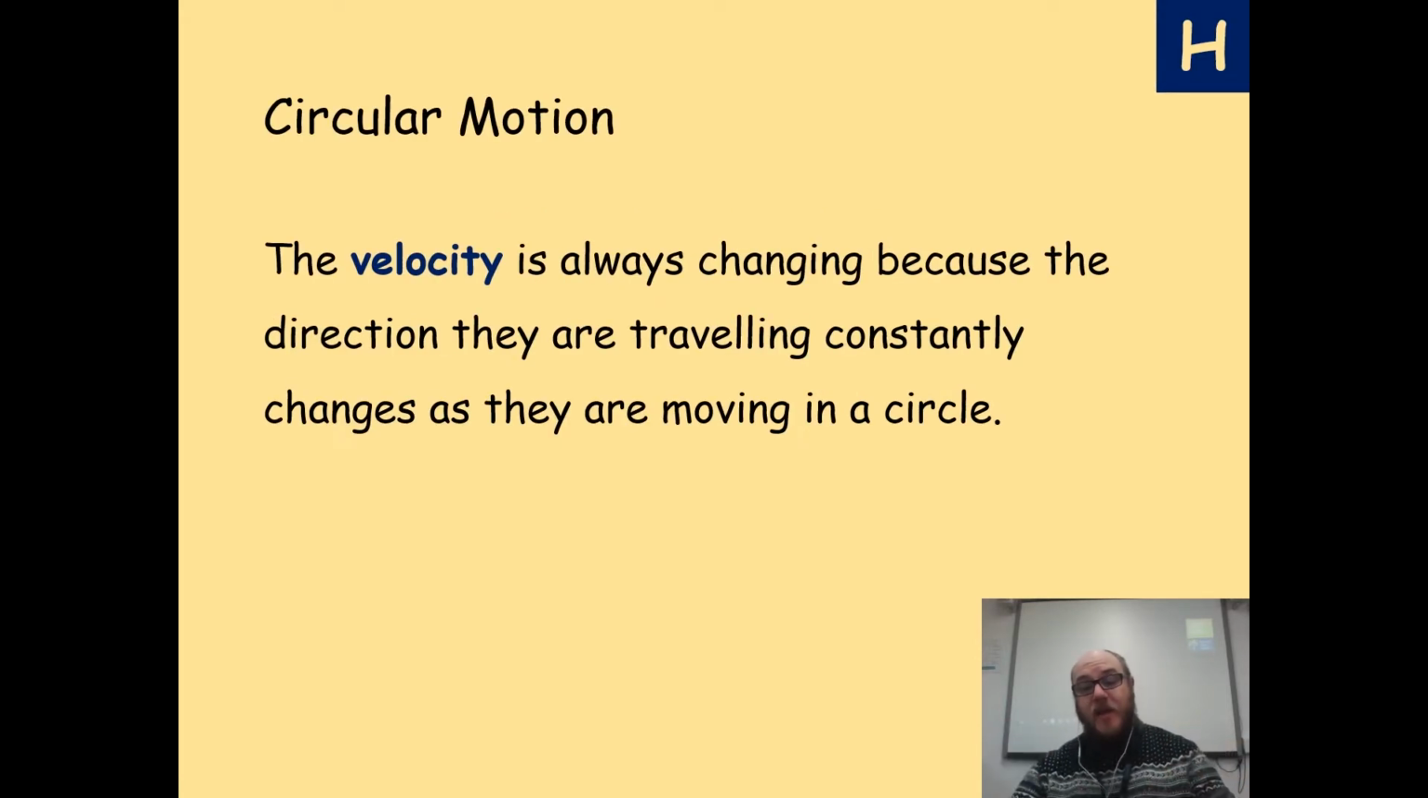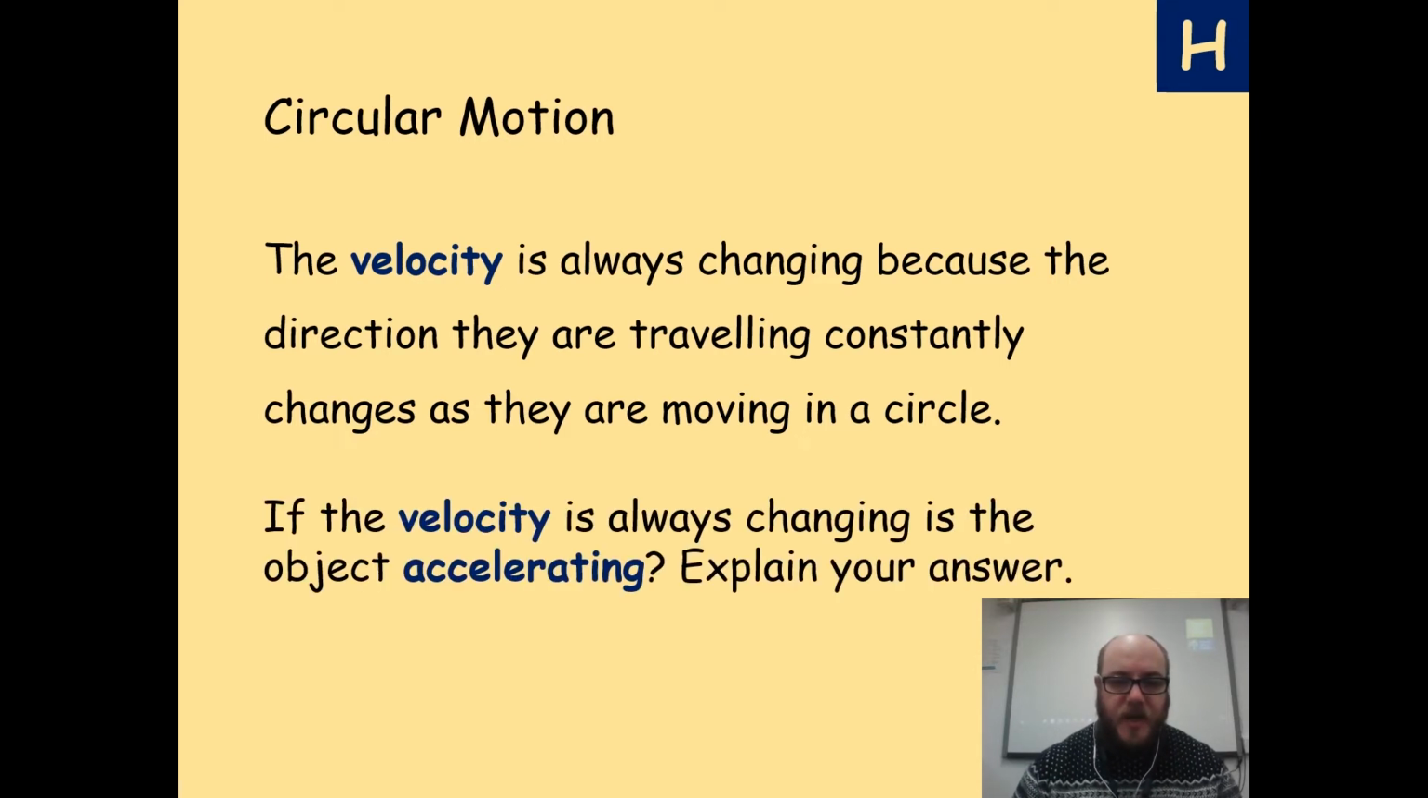Okay, so the key to that question is the fact that velocity is a vector. It changes direction, therefore the vector is always changing. So the direction is changing, the vector is changing, therefore velocity is changing. The speed could stay the same all the way around, but because the direction changes, there is always a change in velocity when moving in a circle.